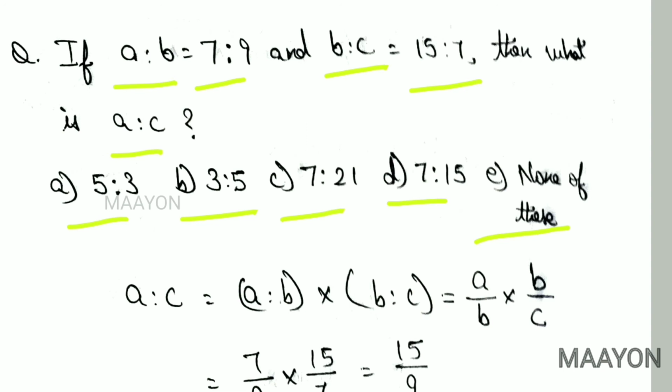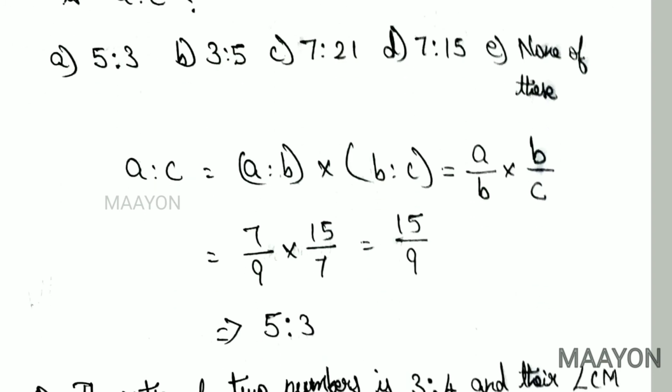Here we have to combine A in the first ratio with C in the second ratio and we have to remove B in both the ratios. To do that, we can multiply the first ratio with the second ratio. That is written as A is to C equals to A is to B multiplied by B is to C. Why are we writing this? To remove B and combine A and C. This can be written as A by B into B by C. Now B gets cancelled and A by C remains, which should be equal to A by B into B by C.